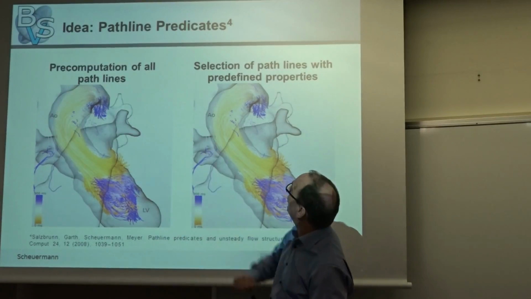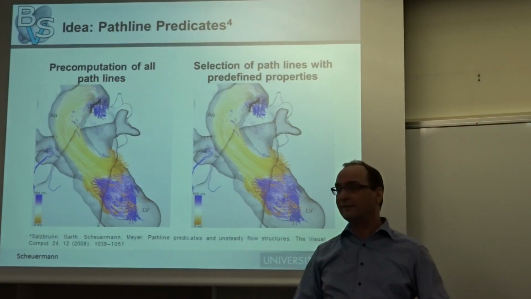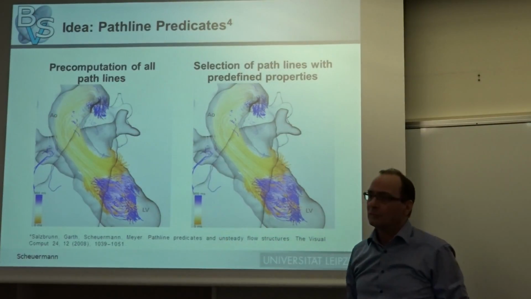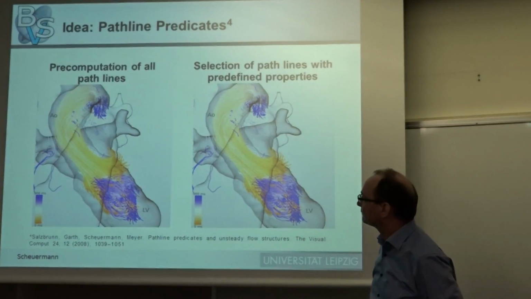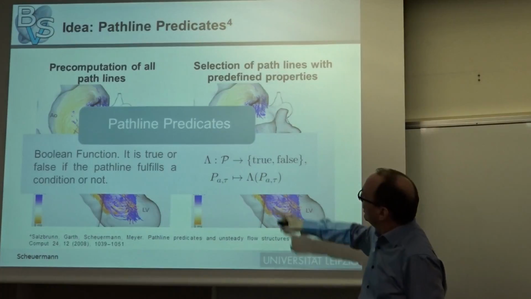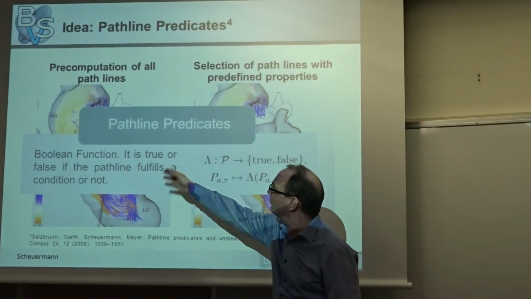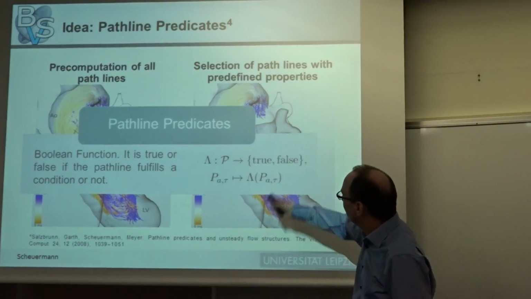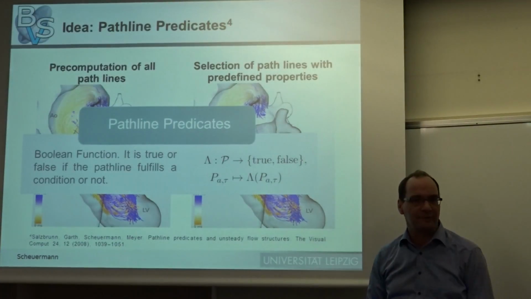So we pre-compute all these path lines, and then we just calculate our predicate and select the ones that fulfill the predicate and discriminate them from the others. When we have several predicates, we get a lot of partitions. The path line predicate is simply a Boolean function. It's true or false if the path line fulfills the condition or not. And if you went to your theory, logic class, or math class, you can also create some nice formulas. But the idea is pretty clear, I guess.